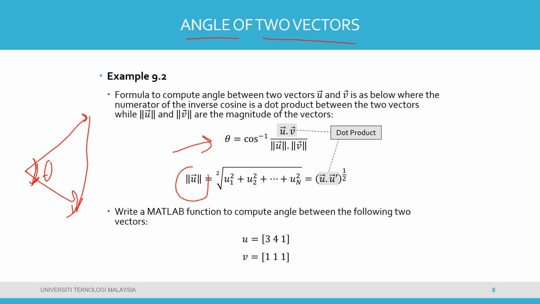So how to calculate this? Of course, the square root of u1 squared plus u2 squared plus u3 squared. For you, it's not important to understand the problem. When it comes to programming, it's not important to understand the problem. But the important thing is you have to understand the solution, how the solution works.